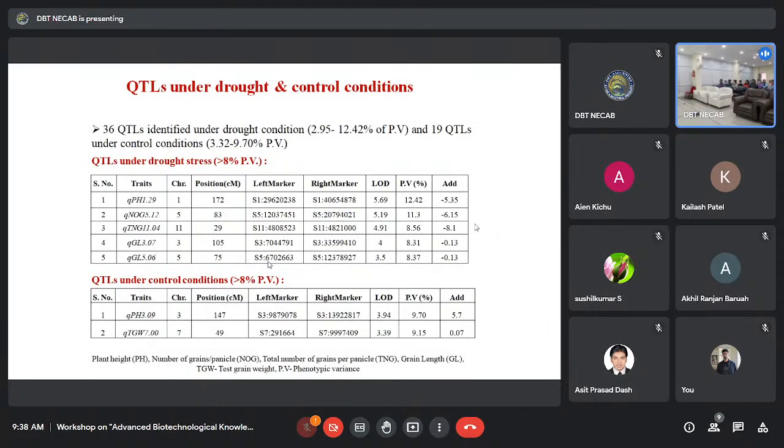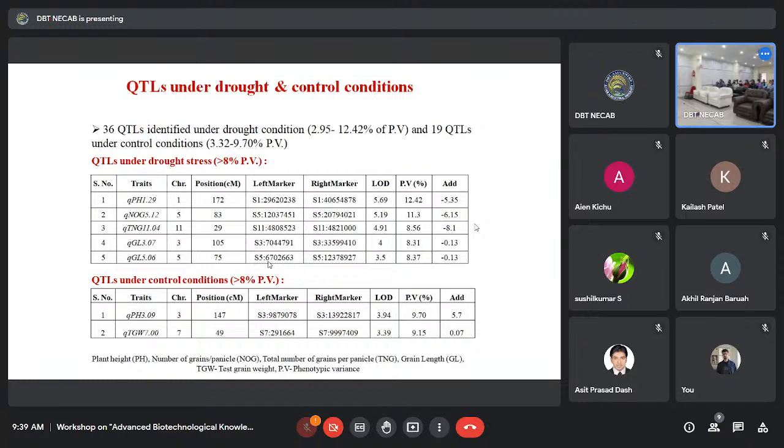And these are some of the QTLs. QPH1 means this is related to plant height. This QTL is for plant height. One means chromosome number 1, and this is position 29. This is the left marker, this is the right marker, and this is the percentage of phenotypic variance that the QTL explains. This is the list of QTLs.